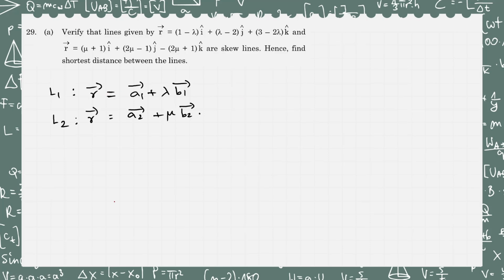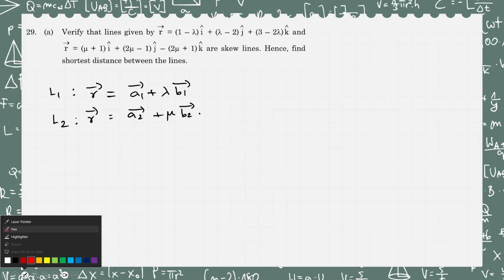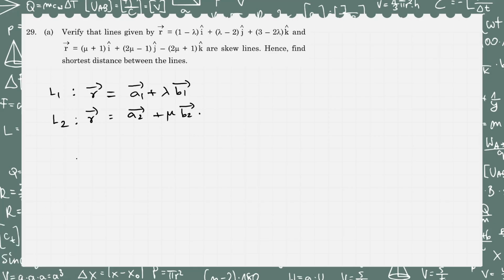Let us solve sum number 29. There are two options here. Option A, verify that lines given by r vector equal to 1 minus lambda times i plus lambda minus 2 times j plus 3 minus 2 lambda times k, and r vector equal to mu plus 1 times i plus 2 mu minus 1 times j minus 2 mu plus 1 times k are skew lines. Hence find the shortest distance between the lines.